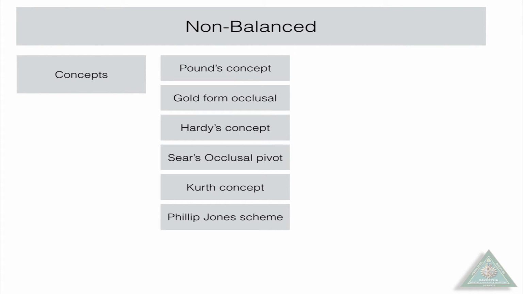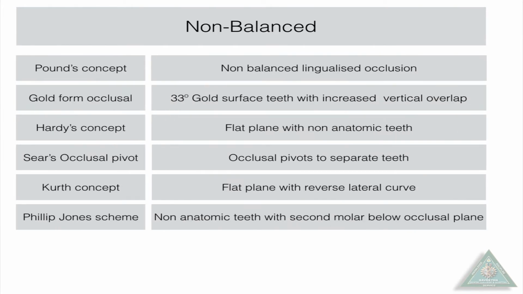Pound gave a concept of lingualized occlusion. There are Goldform occlusal, Hardy, Sears, Kurth, and Philip Jones concepts. So Pound's concept is that of lingualized occlusion. Goldform occlusal refers to a 33-degree gold surface. However, they increase the overjet and the incisal guidance so that there is more posterior separation.